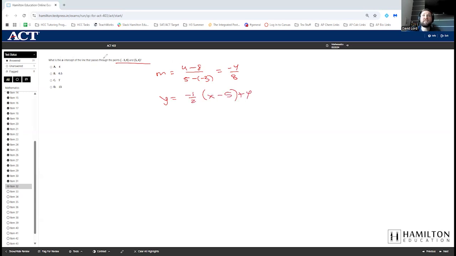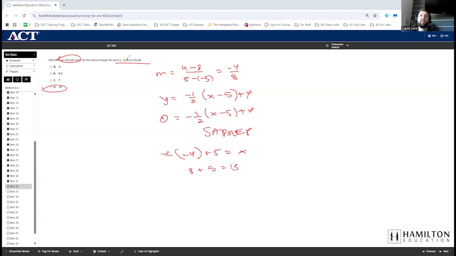We're looking for the x-intercept, so the y value is 0. 0 equals -1/2 times x minus 5 plus 4. And then I can use SADMEP to solve for x. So I subtract the 4 over, then times by -2, and then add the 5. So that would be 8 plus 5, which is 13. B.